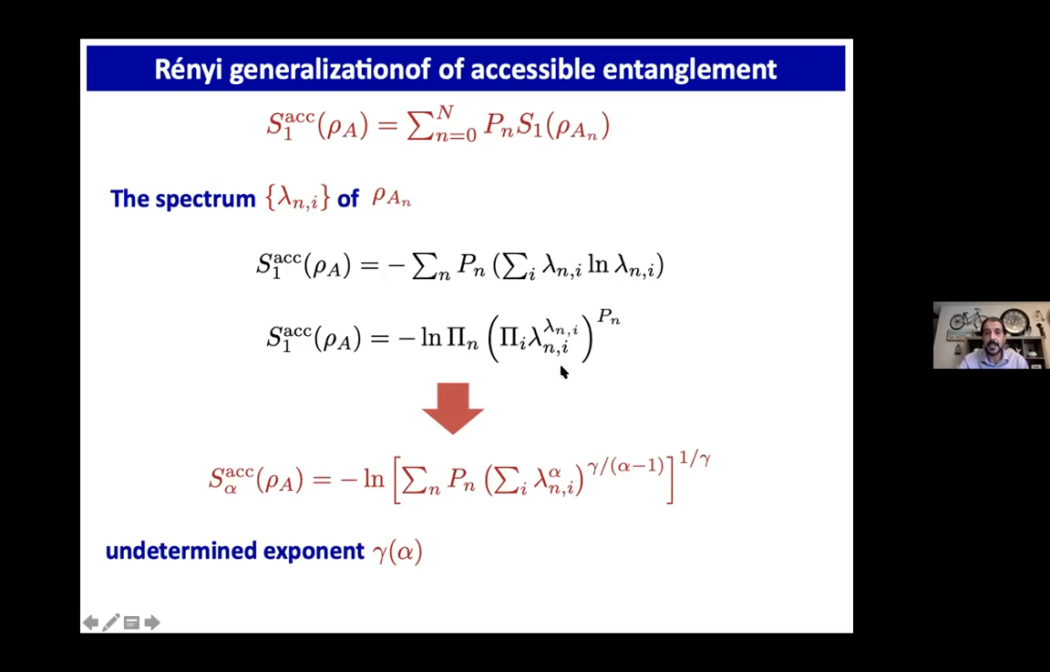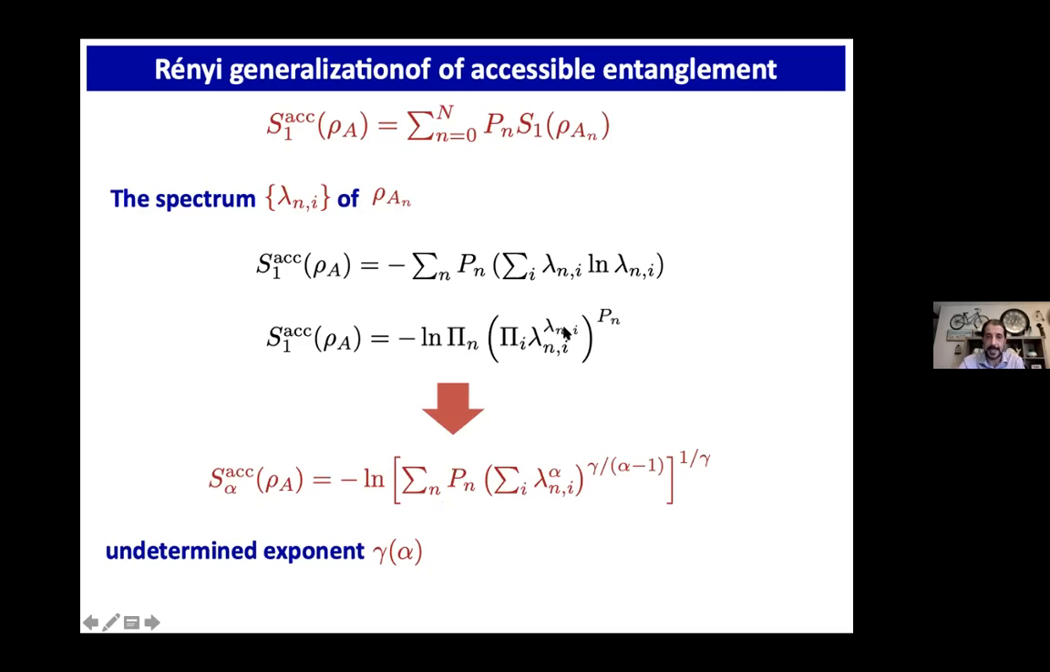But just rearranging, what we get is that the accessible entanglement is a negative log of a geometric mean, using the probability distribution of particle number as the probability of it. And the entries are a geometric mean that's done locally in the projected density matrix rho AN. So this suggests that if we want to do a Rényi generalization, then the most general thing to do is to turn both geometric means into power means.